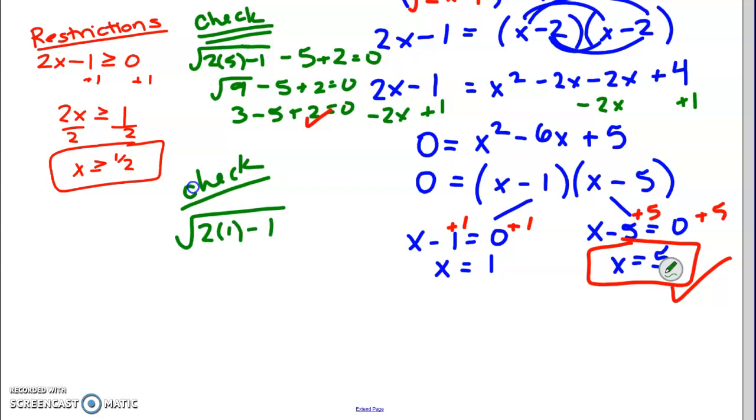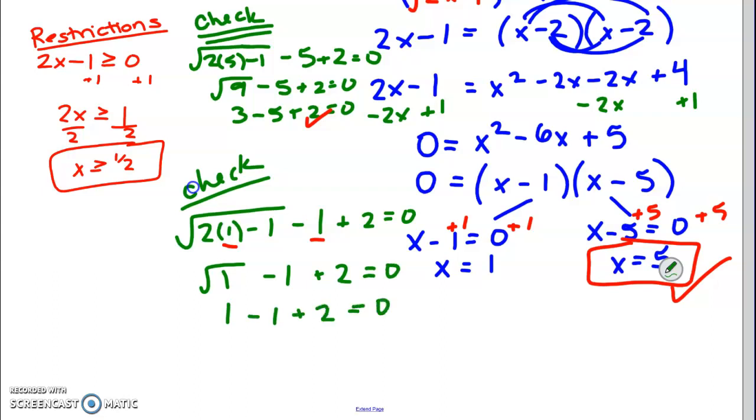So 2 times 1 subtract 1, minus 1 plus 2 equals 0. Again, I'm putting 1 in for the places that I had an x. When we do this, we get 2 times 1 minus 1 is going to be 1. So we have the square root of 1, subtract 1, plus 2. So 1 minus 1 plus 2 actually equals 2. So 2 does not equal 0 in this case.